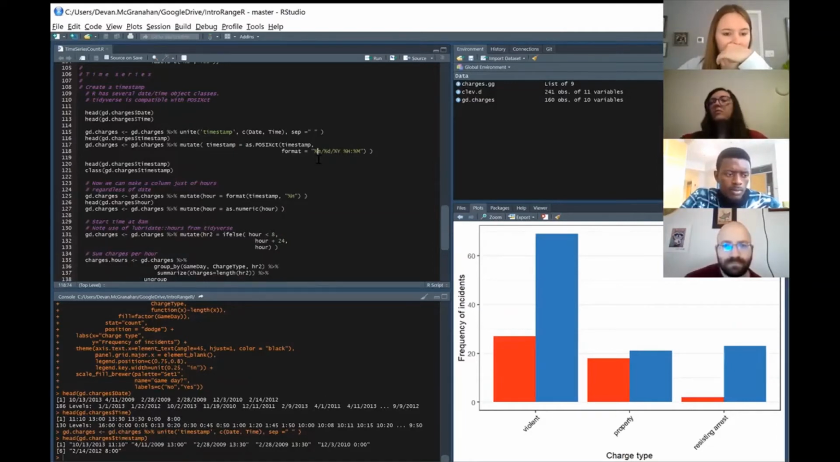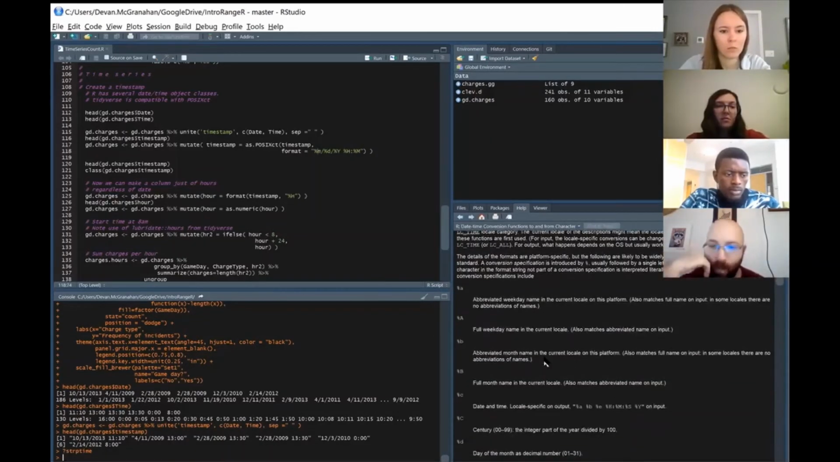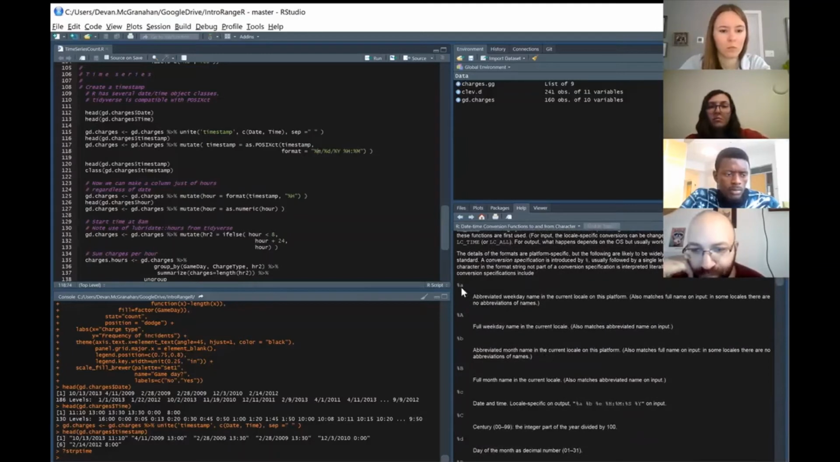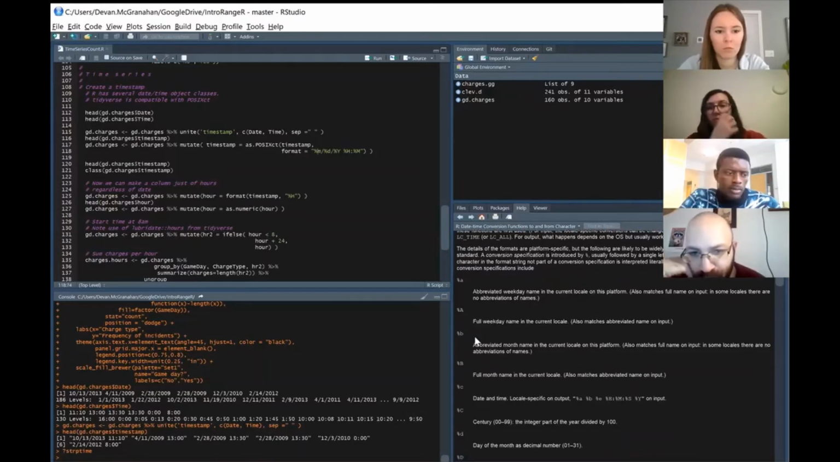And lowercase m means something different than uppercase M. It's all in the help files. They have a big long thing that'll tell you all about it. So it's really helpful. You just look at what it is. So a lowercase a is an abbreviated weekday name. An uppercase A is the full weekday name. So you kind of might be like, why do we need that to be so specific?